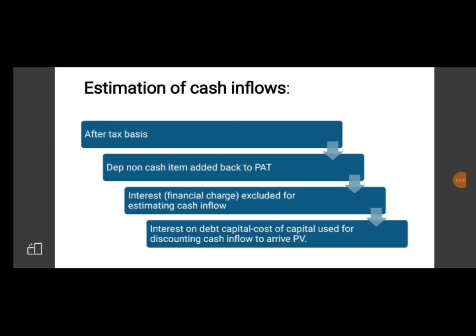What are the important things for estimating cash inflows? Cash inflows are to be arrived at after deducting taxes. Once the tax is deducted, we have to add back the depreciation, which is a non-cash item. Then interest, which is a financial charge, is excluded for estimation of cash inflow. If it is interest on debt capital, the cost of capital is used for discounting the cash inflows to arrive at the present value.